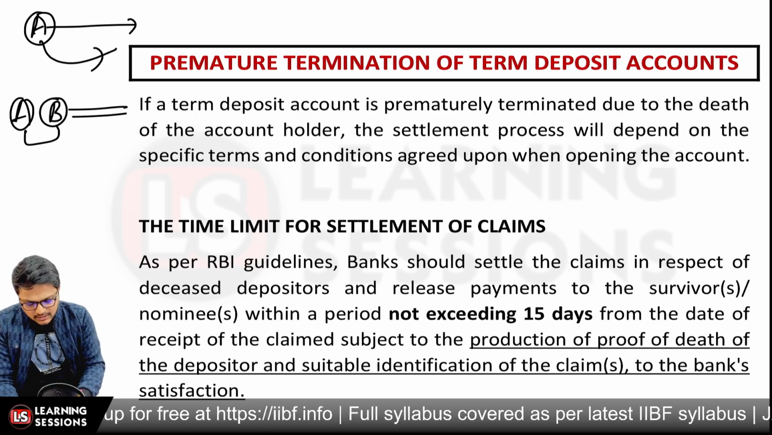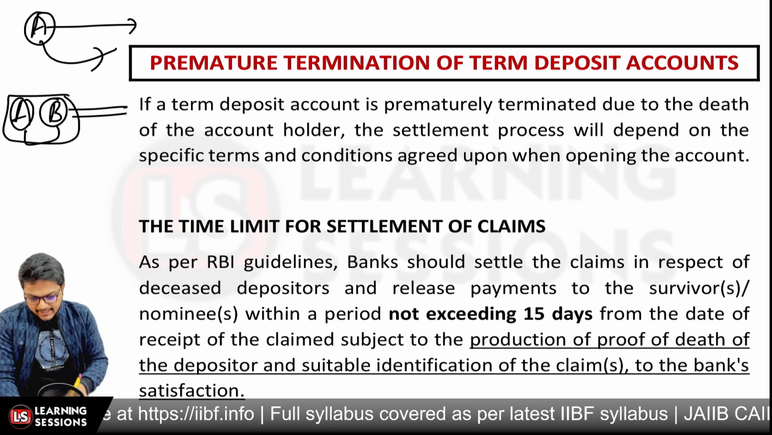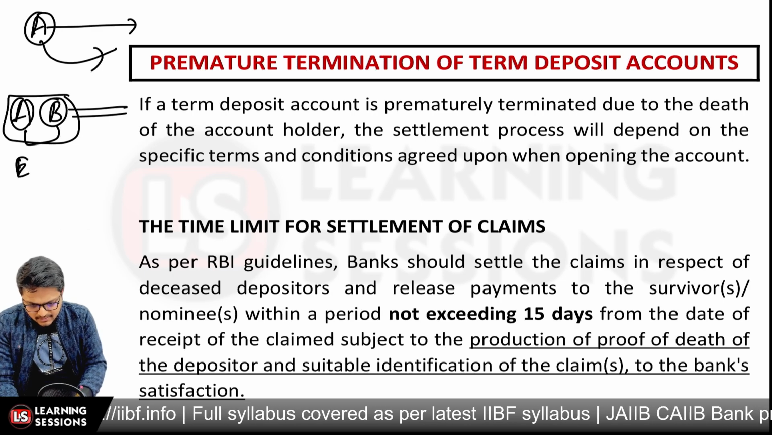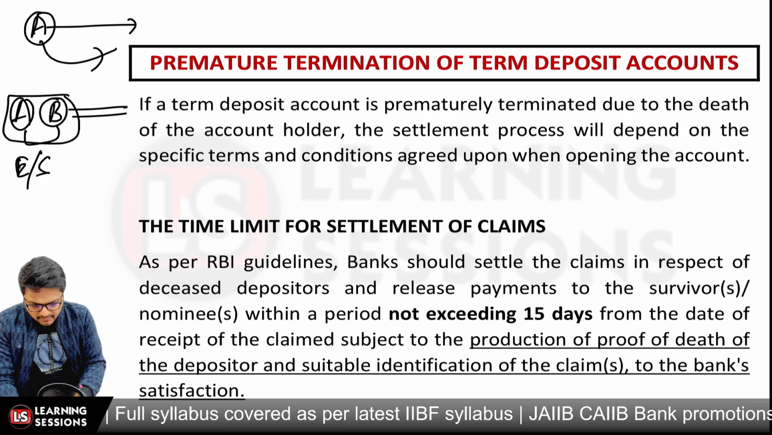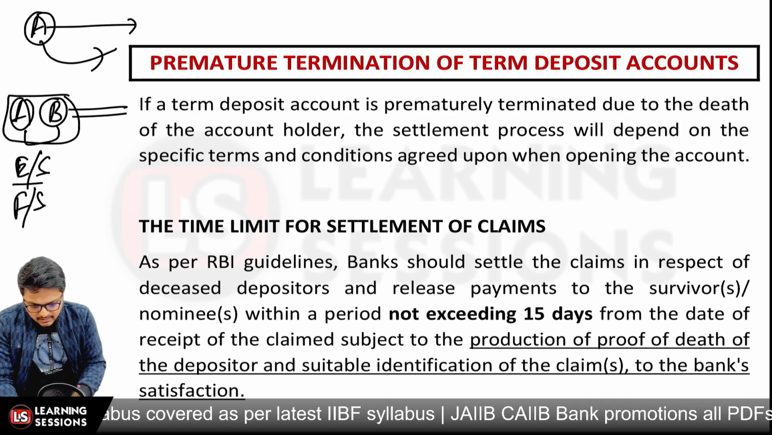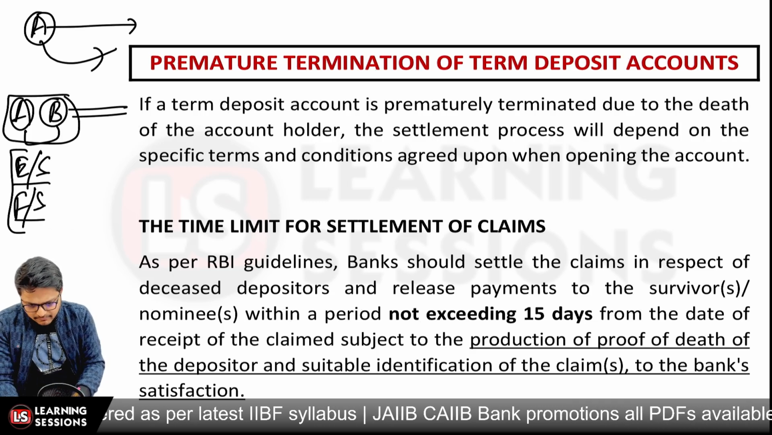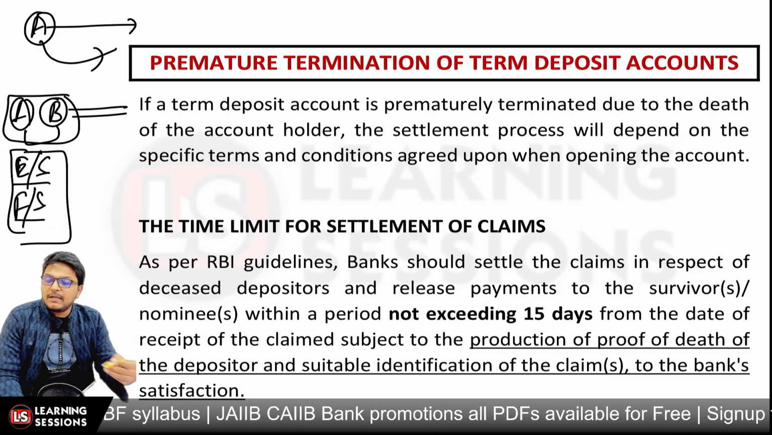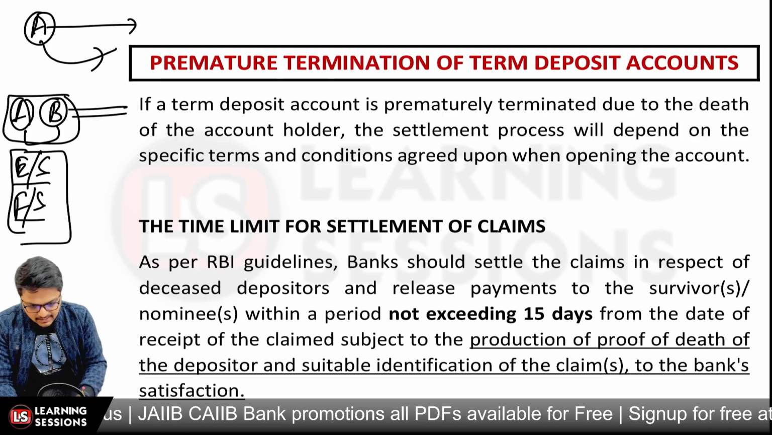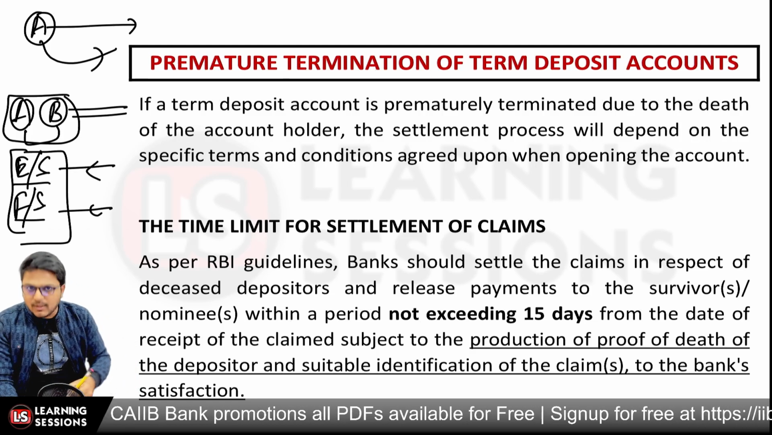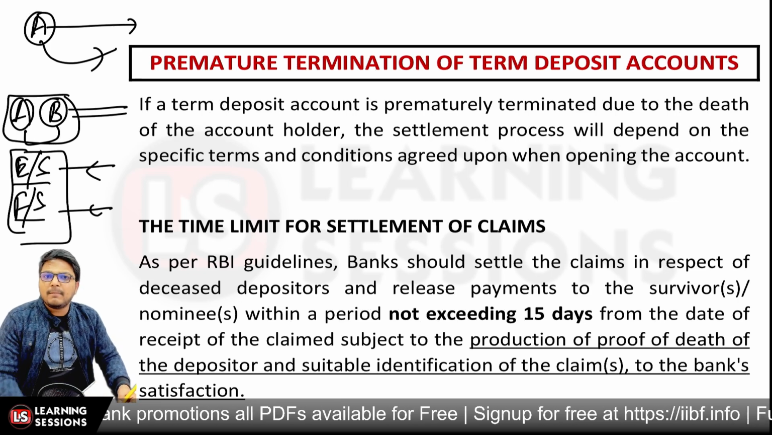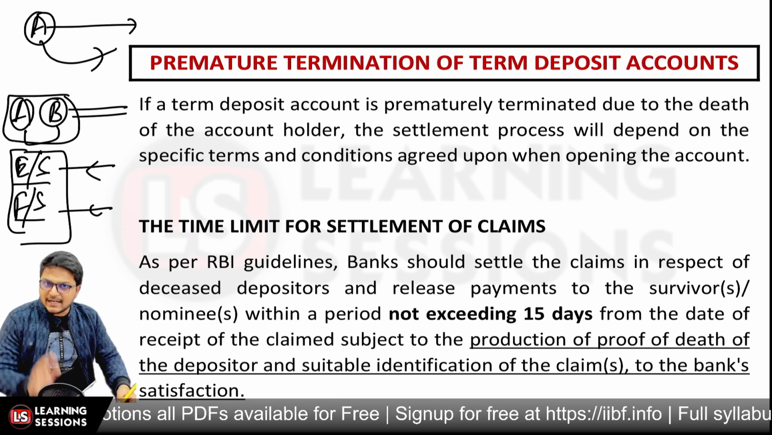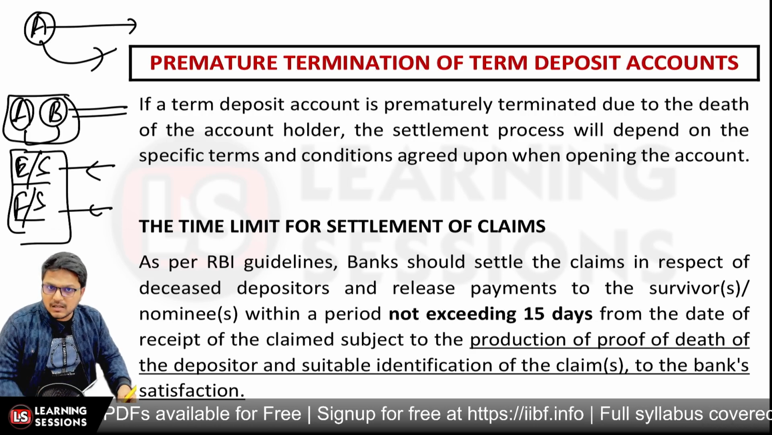In that scenario, they jointly will be applying for the termination, and in the case where the account operations are either survivor or former survivor, these operations will be effective after the premature withdrawal. And if they want to do the premature termination, in that scenario, consent from all the account holders is required for premature payments, right? That's the scenario which is to be cleared.